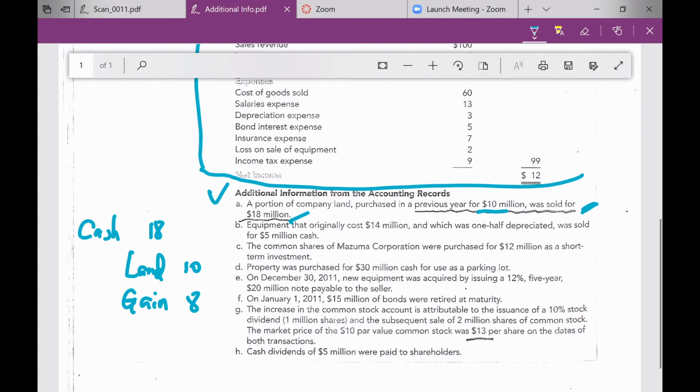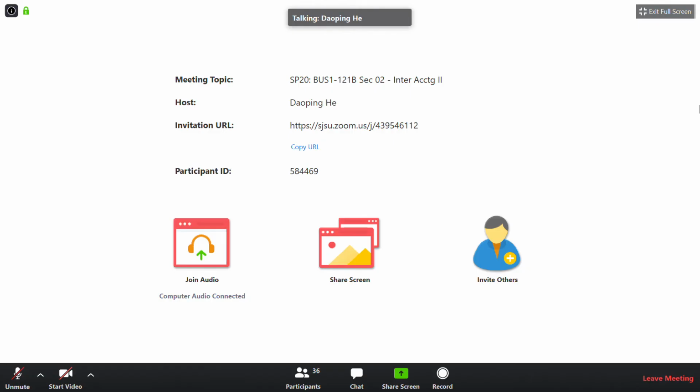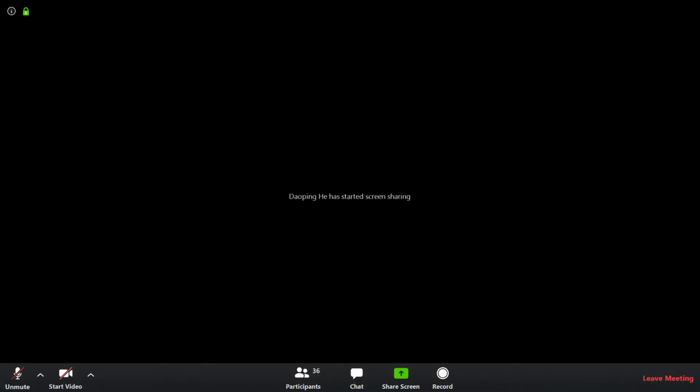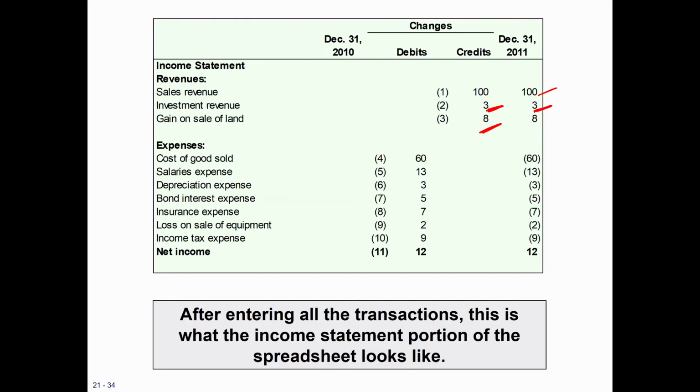Now we're going to fill out this journal. I'm going to go back. Everyone's okay right now, right? So remember that summary journal. We're going to go back to PowerPoint. See here the gain, right? And then we need to credit land for 10. See the credit land for 10. This is item number 3.